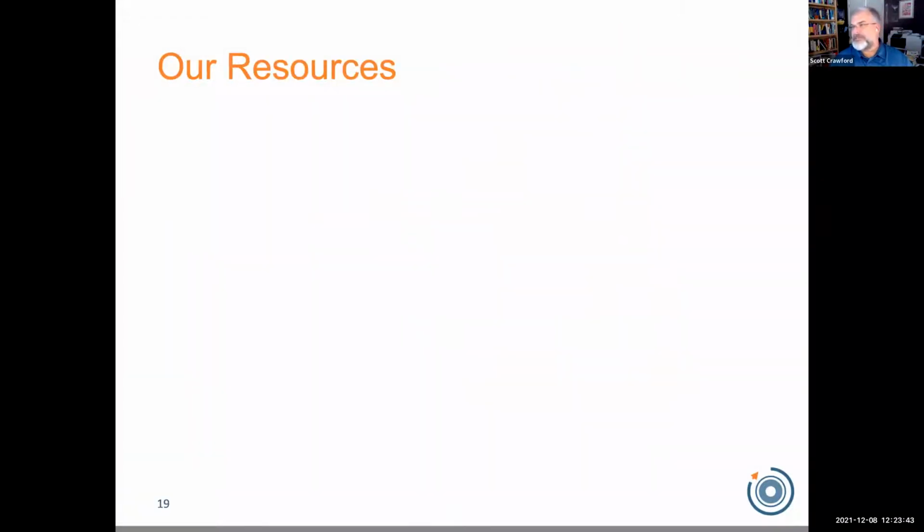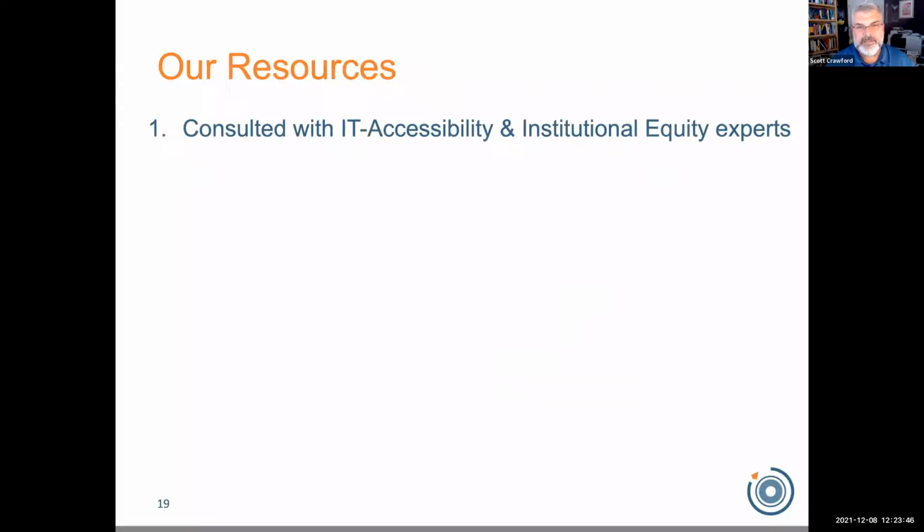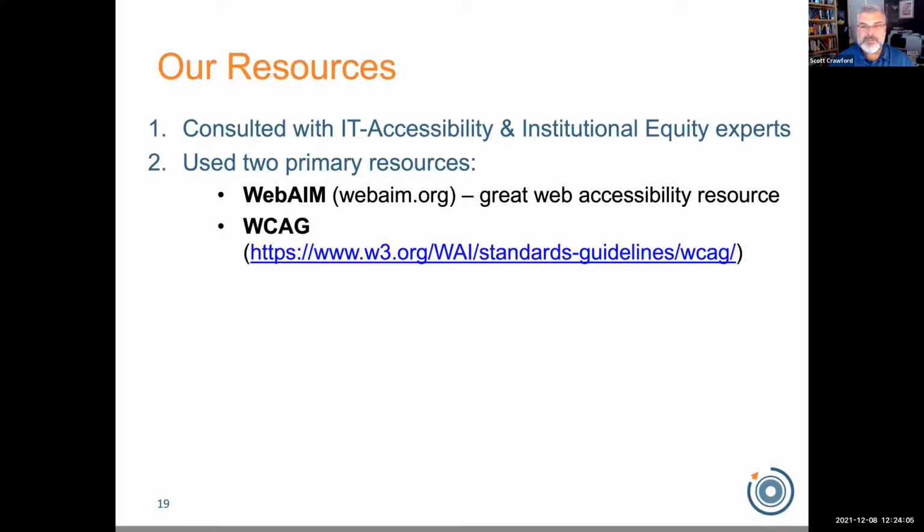So with any effort like this, we have some resources and some limitations of resources. One of the great resources we did have here was access to the IT accessibility institutional equity experts within the university, who helped us focus our efforts to improve the functionality and the layout. Two resources, one of them I already mentioned, the WCAG, but also WebAIM is a great accessibility resource. These resources were invaluable for more on the technological side of figuring out how to adapt the web surveys and systems we'd already been using to be as compliant as possible.